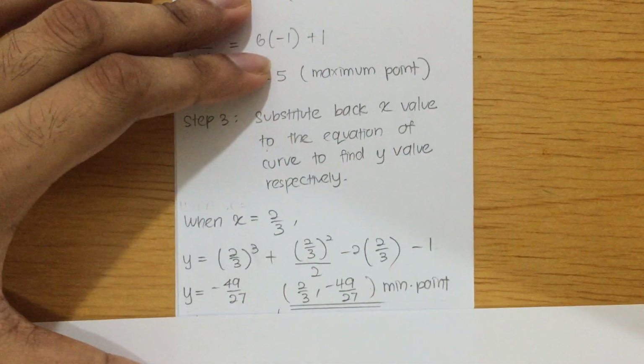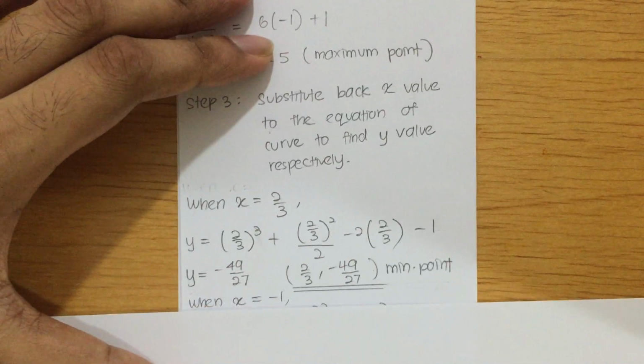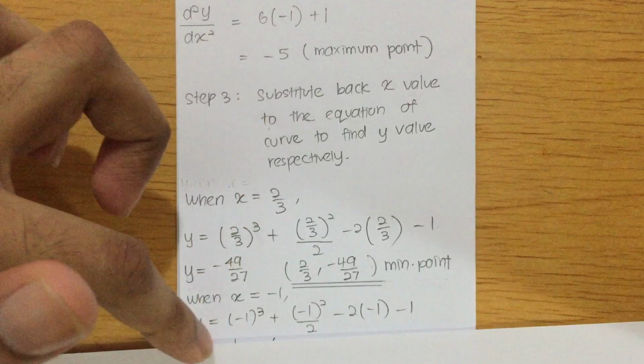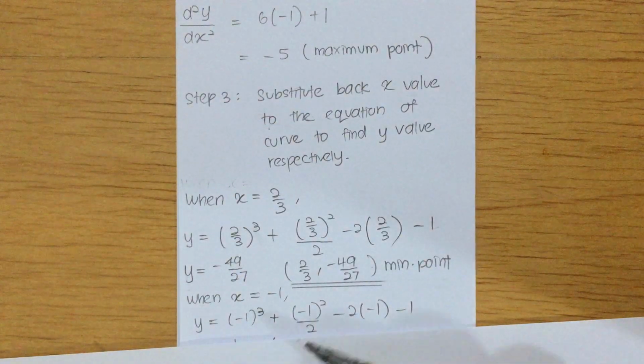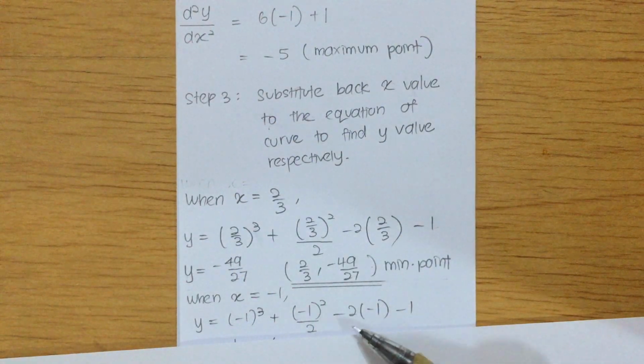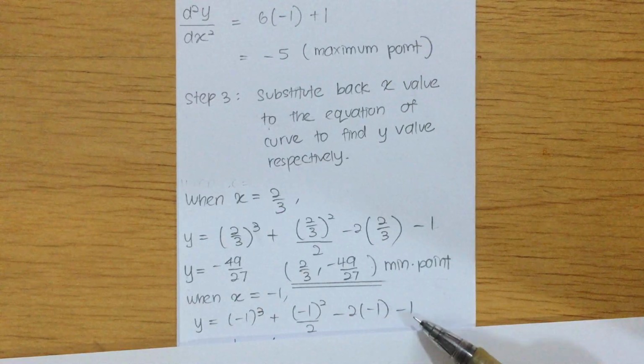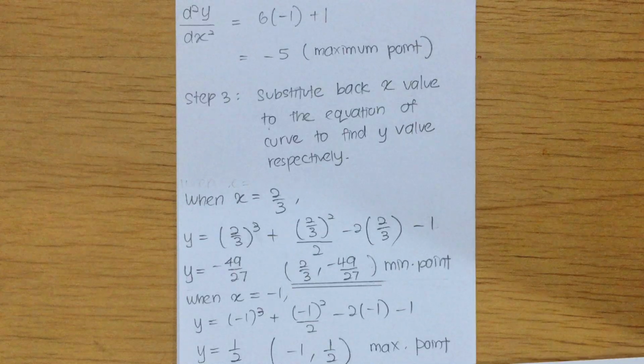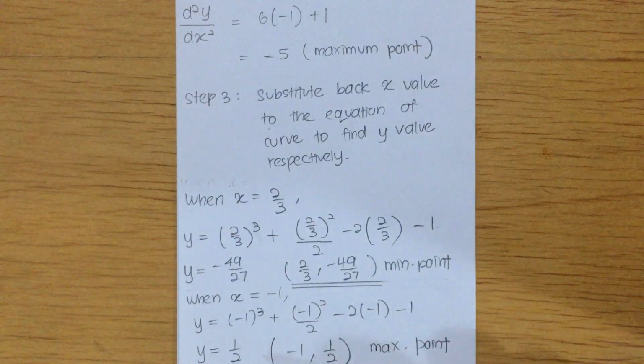Okay, let us proceed for the second x value. So when x = -1, you substitute back the -1 value. y = (-1)³ + (-1)²/2 - 2(-1) - 1. So from here you get your y value is 1/2. So therefore (-1, 1/2) gives us the maximum point.